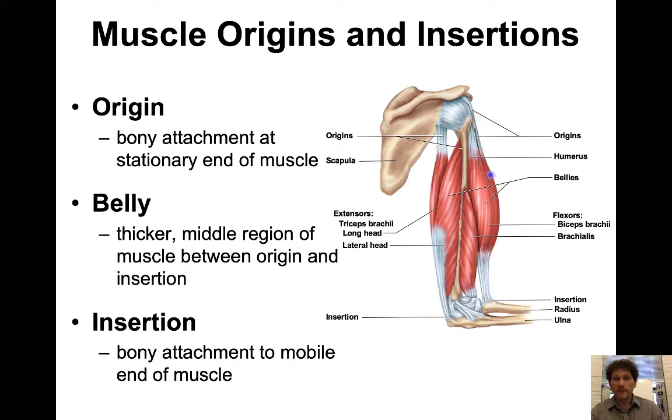The belly then is that thick part that's in between our origin and insertion, sort of in between our tendons here. And so when we contract, that is going to get a little bit thicker. When we relax, it kind of returns to normal.